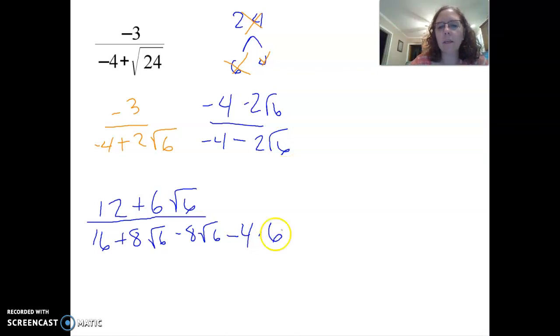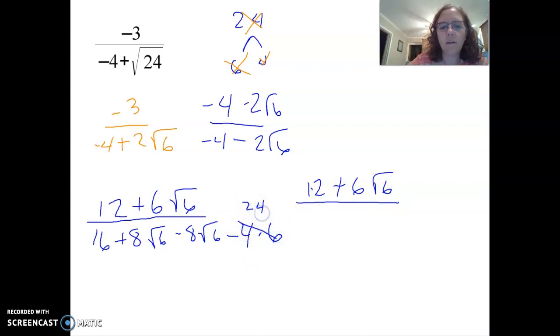Okay, so now let's see if we can combine like terms. In the numerator, we don't have any like terms. We'll just copy that down. And now in the denominator, well, 4 times 6 is 24. Let's make that a 24. 16 minus 24, those are like terms. 16 minus 24 is -8. And now how about these two? These are like terms. They both have a square root of 6. 8 square root of 6 and -8 square root of 6. Those are opposites of one another. They cancel out.